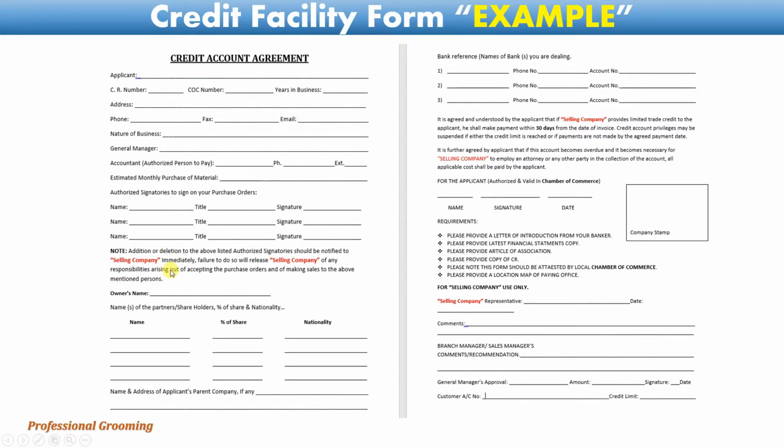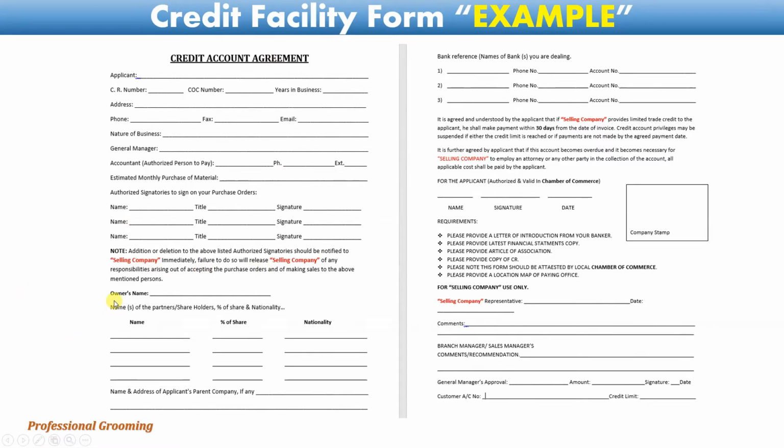We need to mention here a note: addition or deletion to the above listed authorized signatories should be notified to the selling company immediately. Failure to do so will release the selling company of any responsibilities arising out of accepting the purchase orders and of making sales to the above mentioned person. So if these signatures are not available on the purchase order, that purchase order will be void, and the seller will not deliver any type of goods to the company.